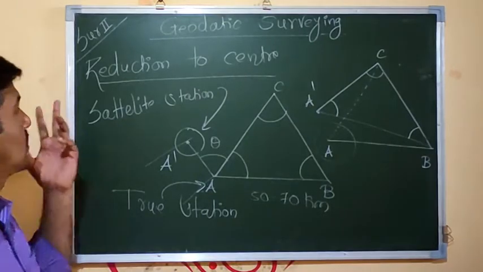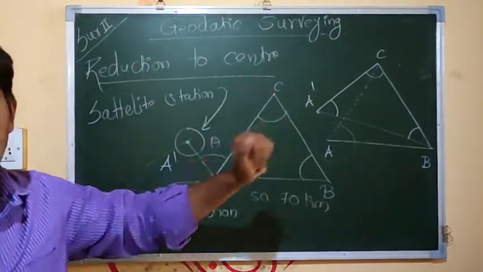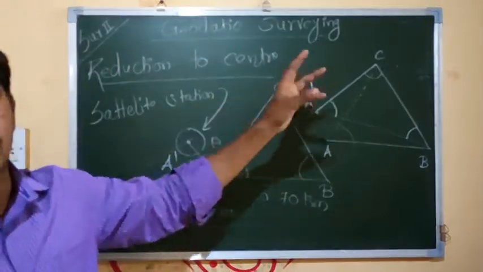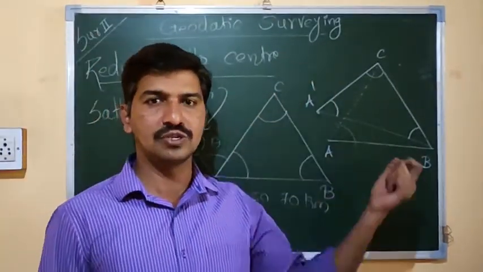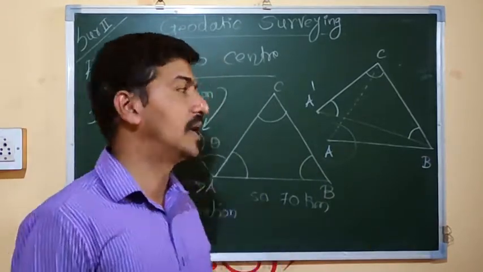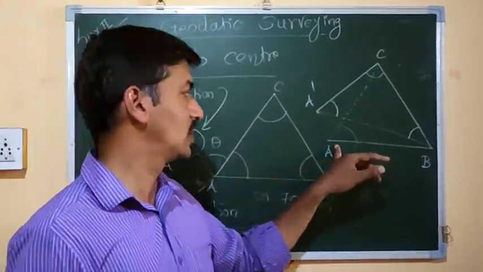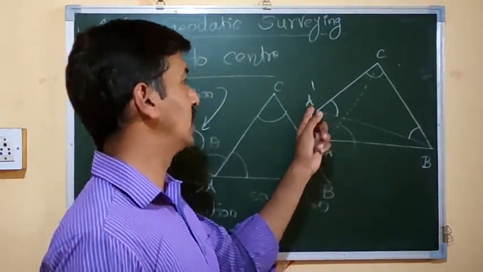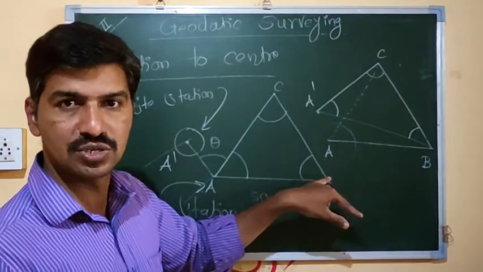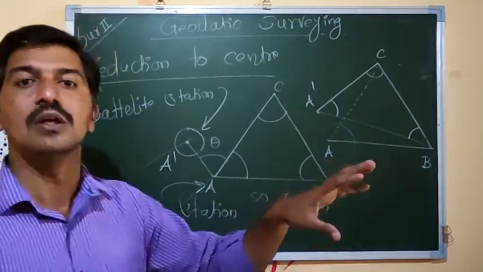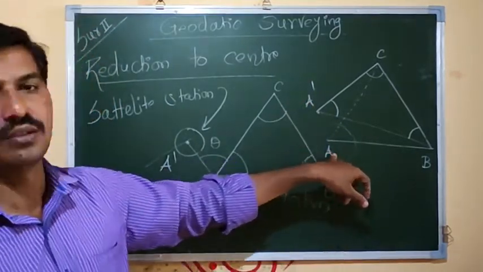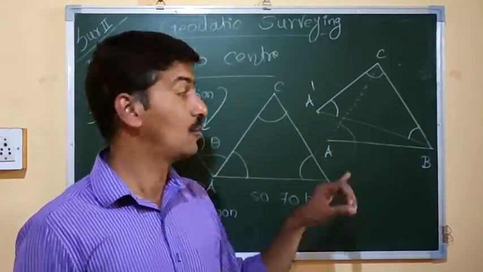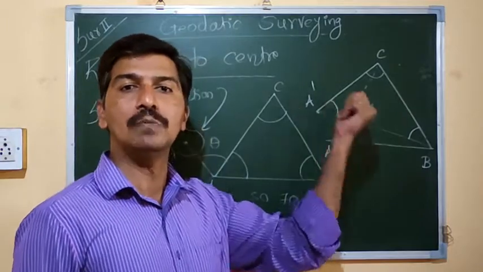So this is called your reduction to the center. It means that in the field we take the satellite station for measurement purposes, but when we go for the actual lab calculation, whatever calculation we have done for A dash is to be reduced. Like, if we had taken the observations from point A, what would the angle be?